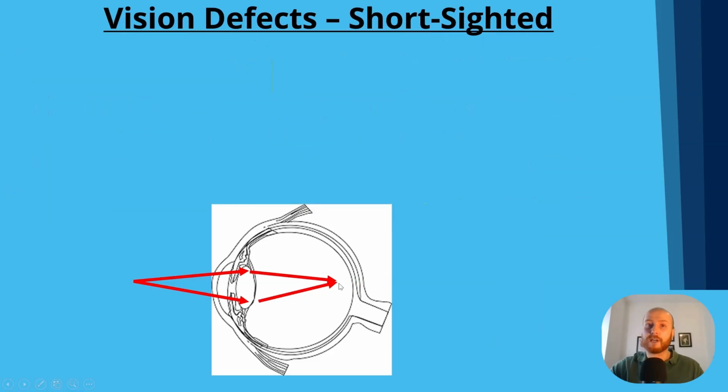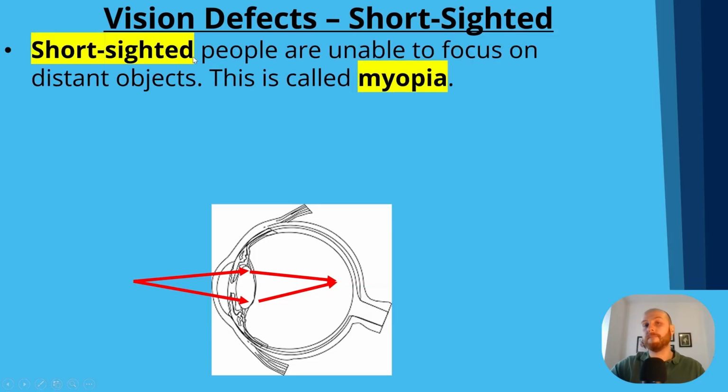Now let's look at the opposite condition, and this is short-sightedness. This is where people can't see things far away, so you might see someone moving a book close to their face to bring it into focus. Short-sighted people are unable to focus on distant objects, and this is called myopia.